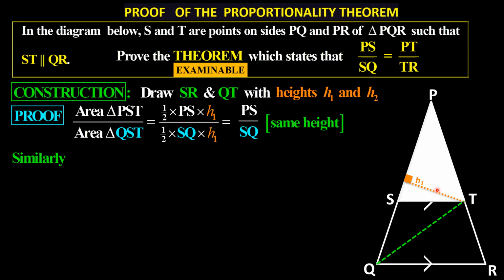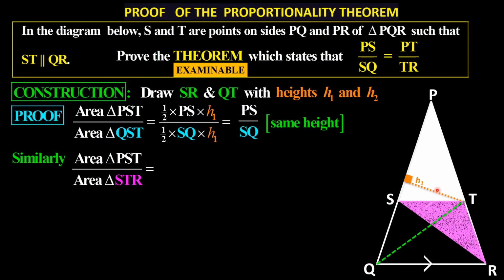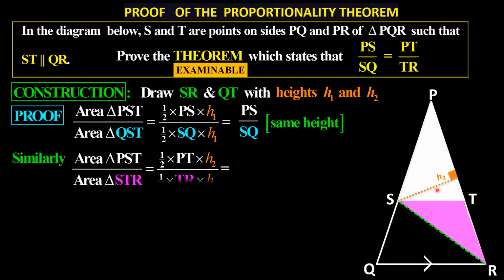Similarly, we can take PST, let's take that away, and take it now with STR. So let's take that height away, and let's put in the height that applies to both of them. In the same way we can take the area of a triangle. In this case, it's half, the base is PT and the height is H2. For this magenta one, the base is TR and the height is also H2. The halves can cancel, the H2s can cancel, and that leaves me with PT over TR. And why do we cancel the heights? Because they're the same.